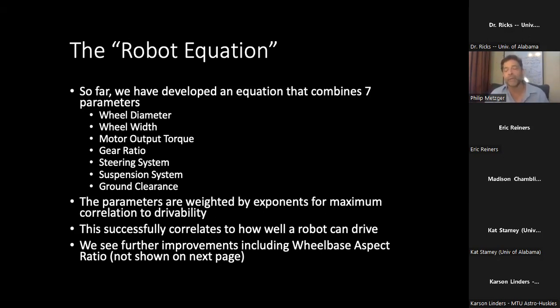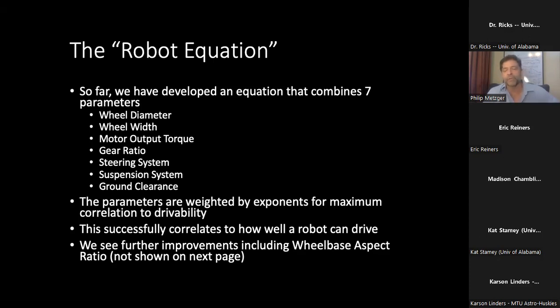Like what I did was I would increase an exponent until the correlation started getting worse, and then I'd make it a little lower, and I'd find the sweet spot. I did that for every parameter until I got the maximum correlation. And this does successfully correlate to good drivability.